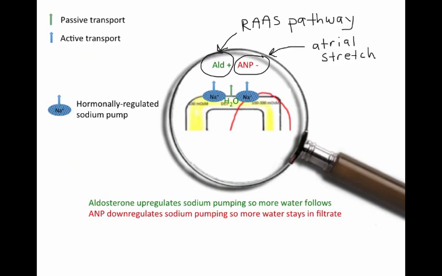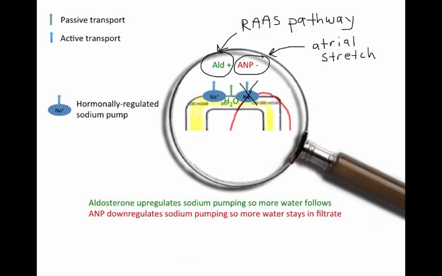So the osmolarity doesn't change very much. And then with ANP, it downregulates the pumping. And so the sodium stays in the filtrate and the water stays in the filtrate with it. And we get rid of extra fluid volume. Because remember, if we have atrial stretch, then we've got higher than normal blood volume. So you probably drank a bunch of water or other fluids.